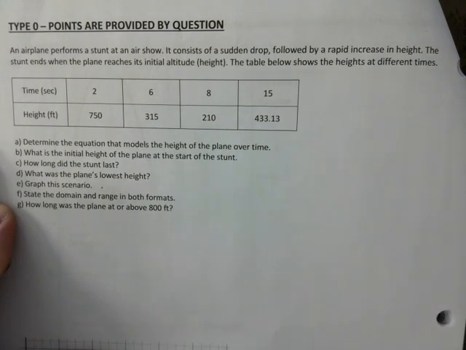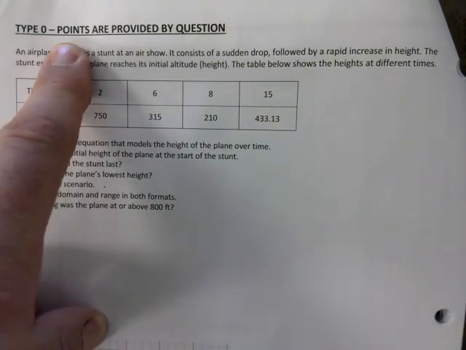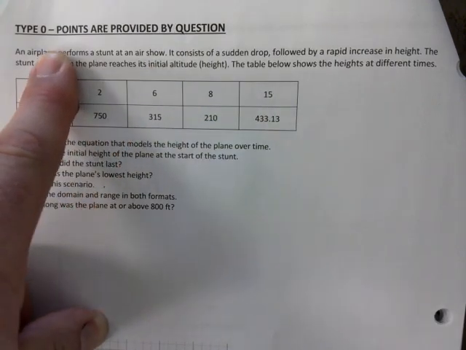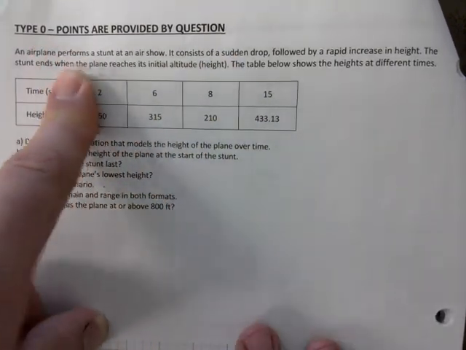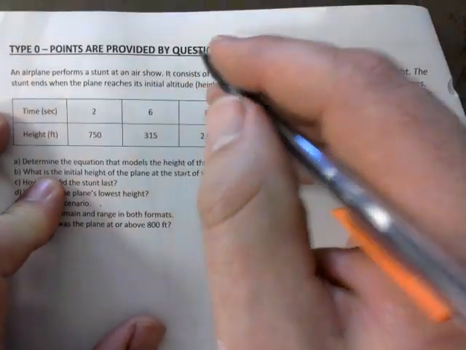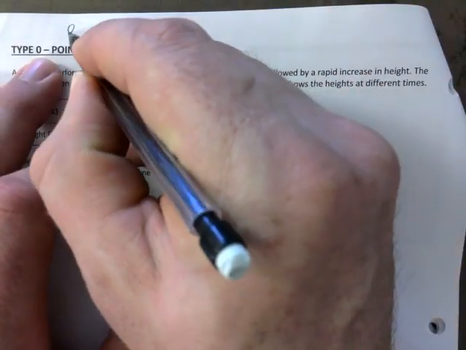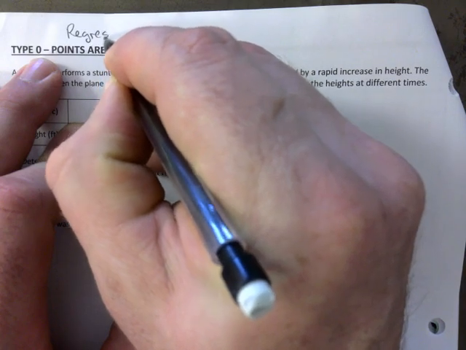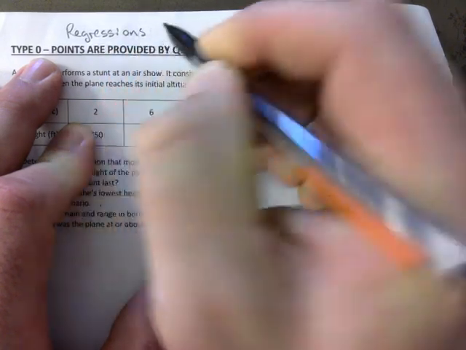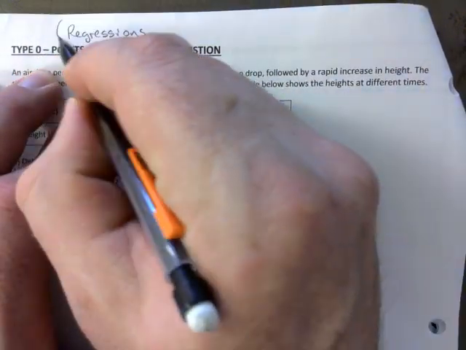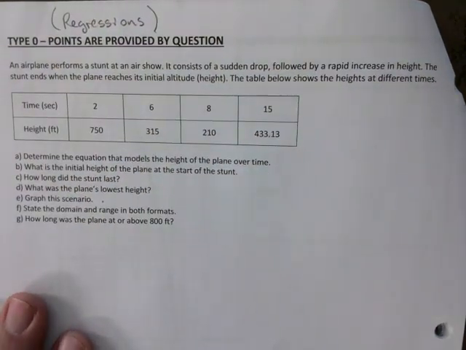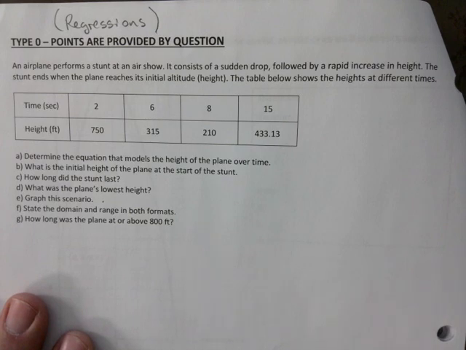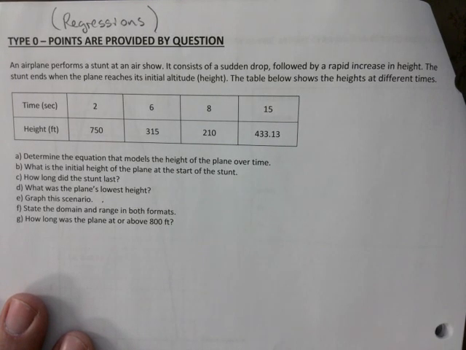Okay, so I call these type 0 regression questions, okay? Points are provided by the question. So let's just type right at the very top here, regressions, right? We're going to use a lot of the regressions this year and next year, a lot of it.